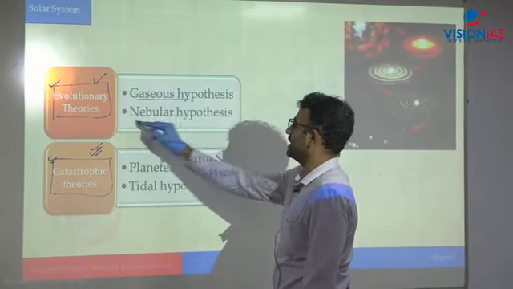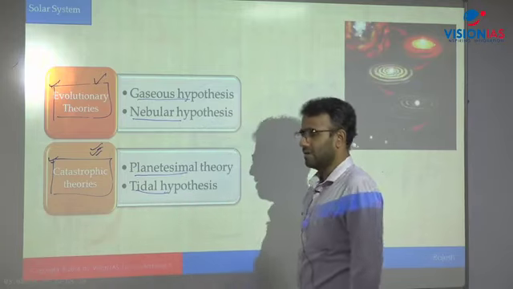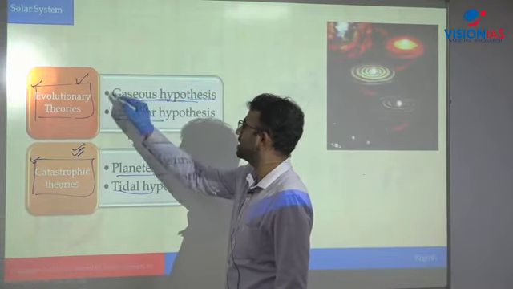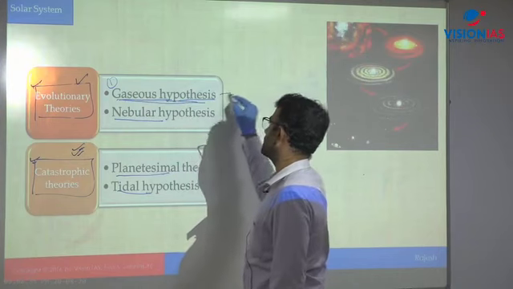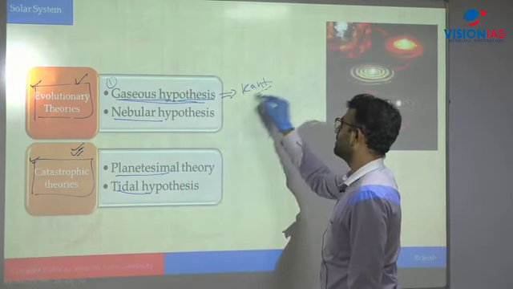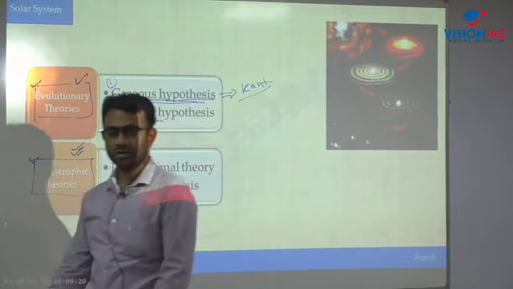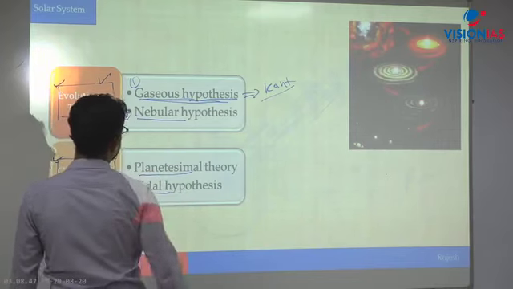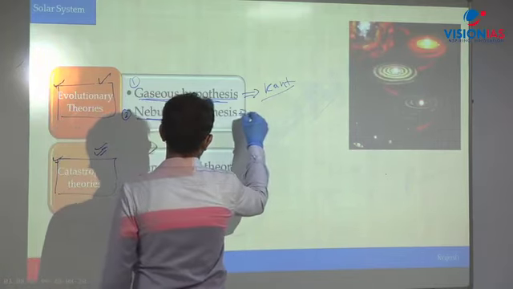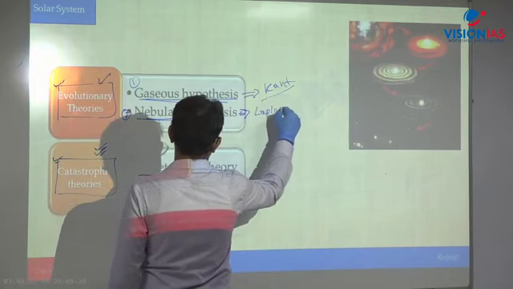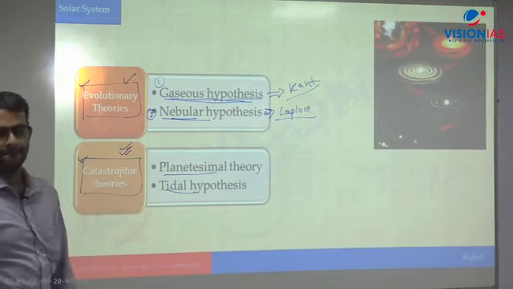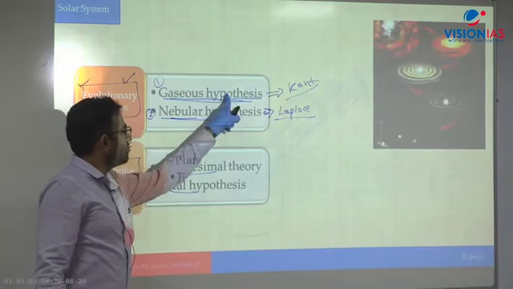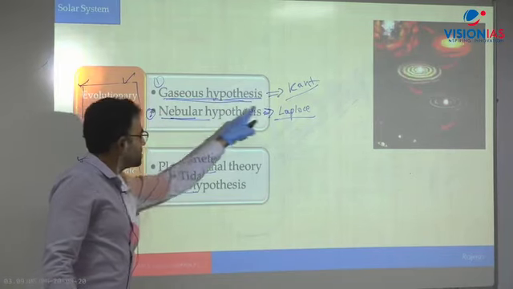There are two theories in case of evolutionary and two theories in case of catastrophic. There are many theories, of course I have taken only the important ones. The first evolutionary theory is the theory of gaseous hypothesis by Immanuel Kant. We know about Immanuel Kant, the great German philosopher. And another important theory is Laplace hypothesis, nebular hypothesis of Laplace. These are the two important evolutionary theories: gaseous hypothesis of Immanuel Kant, nebular hypothesis of Laplace.